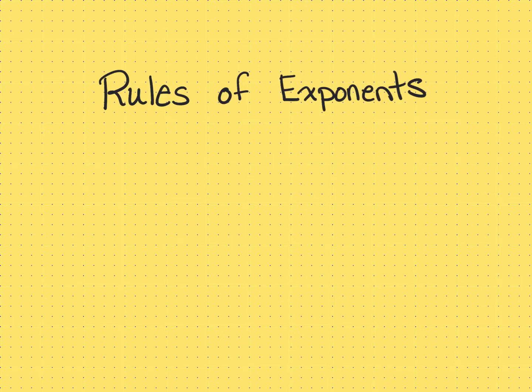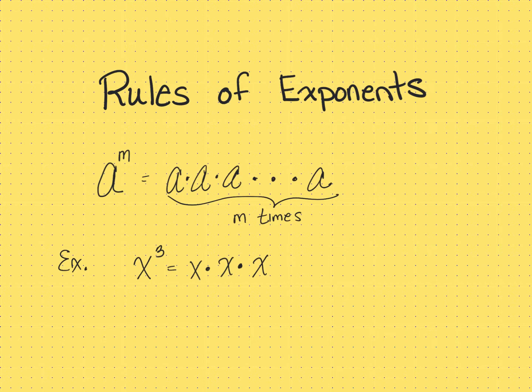This video is about the rules of exponents. When we talk about the rules of exponents, we need to first understand what is an exponent. An exponent is sometimes called a power, and it is like a superscript on what we call the base. What it means is we're going to multiply that base by itself, the power, that exponent number of times.